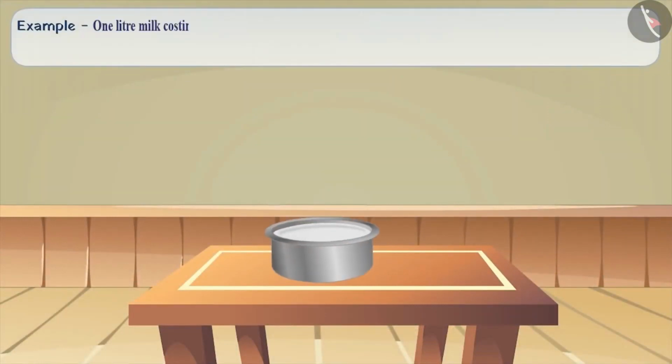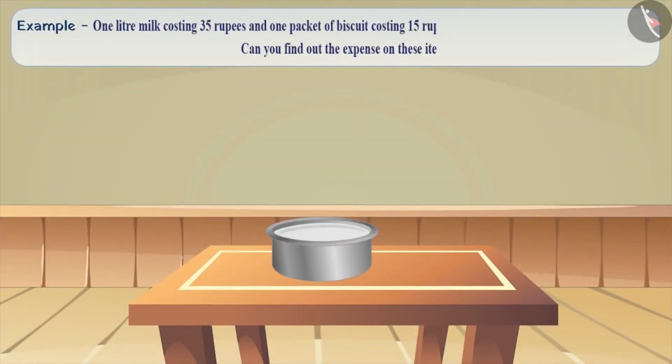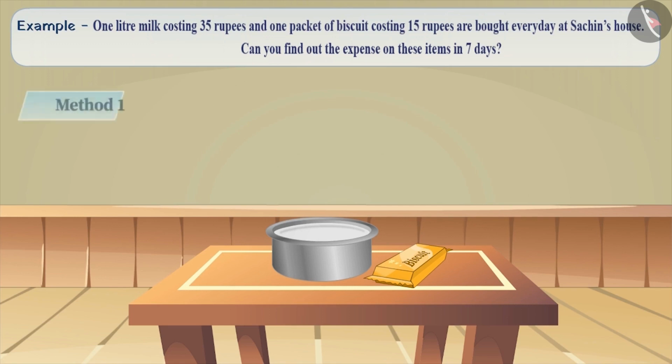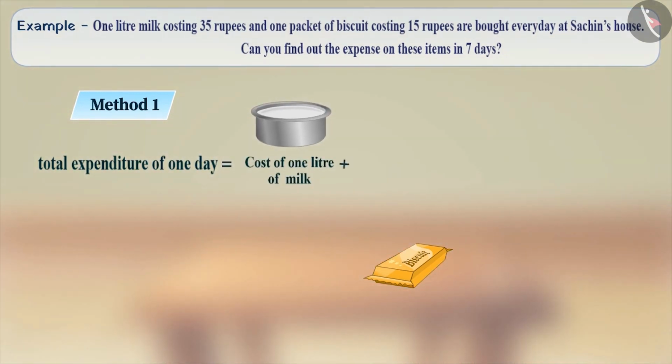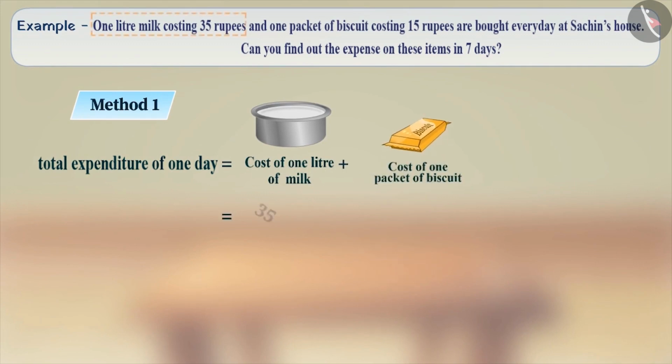1 litre milk costing 35 rupees and 1 packet of biscuit costing 15 rupees are bought every day at Sachin's house. Can you find out the expense on these items in 7 days? Method 1. To solve this, we will find the total expenditure of 1 day, that is, the cost of 1 litre of milk plus the cost of 1 packet of biscuits, 35 plus 15.